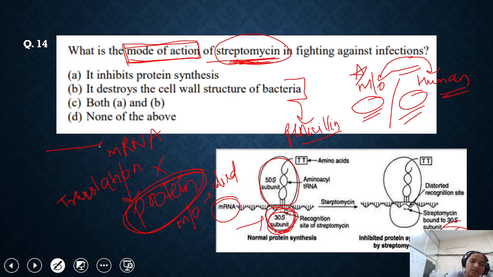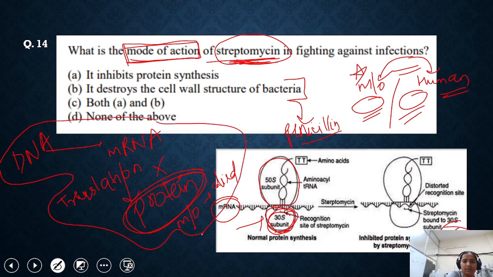This is the general step of formation of any protein in any microorganism, from DNA to mRNA, mRNA to protein. So this is the translation step, and this is the transcription step. Okay, so it will stop this process. So when protein won't form, the microorganism will die.